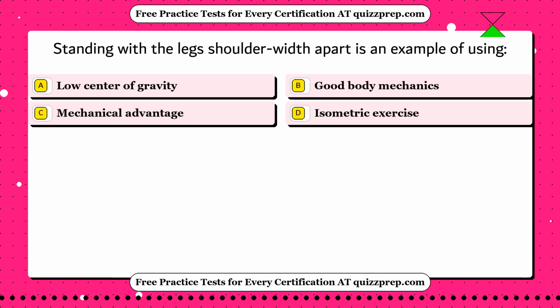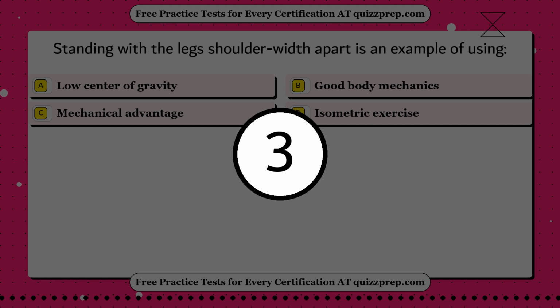Question 76. Standing with the legs shoulder width apart is an example of using: option A, low center of gravity. Option B, good body mechanics. Option C, mechanical advantage. Option D, isometric exercise.